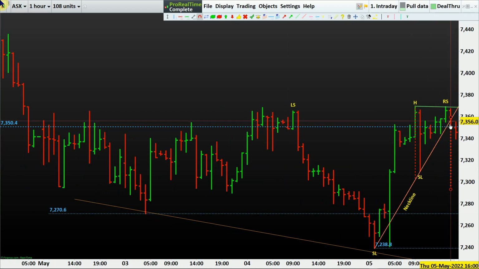Touched, close below, low taken out, bearish bar. And this is a very good example of an impulsive chart. That's what I'm seeing right now.